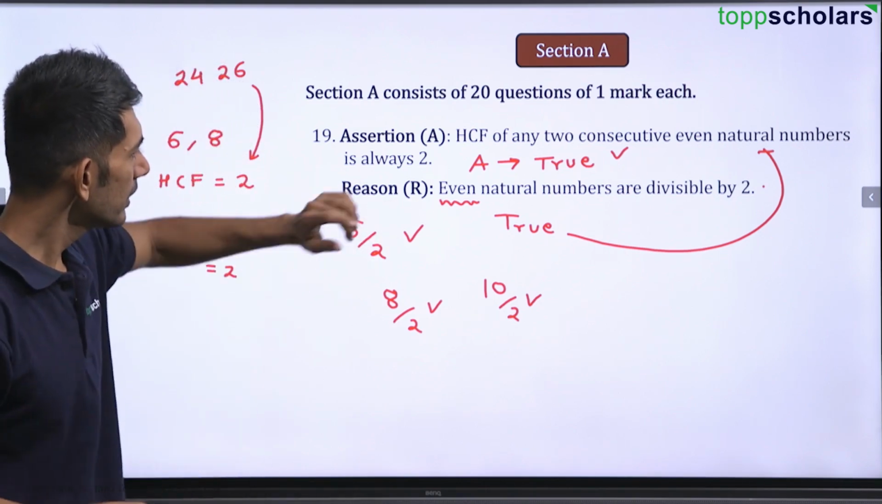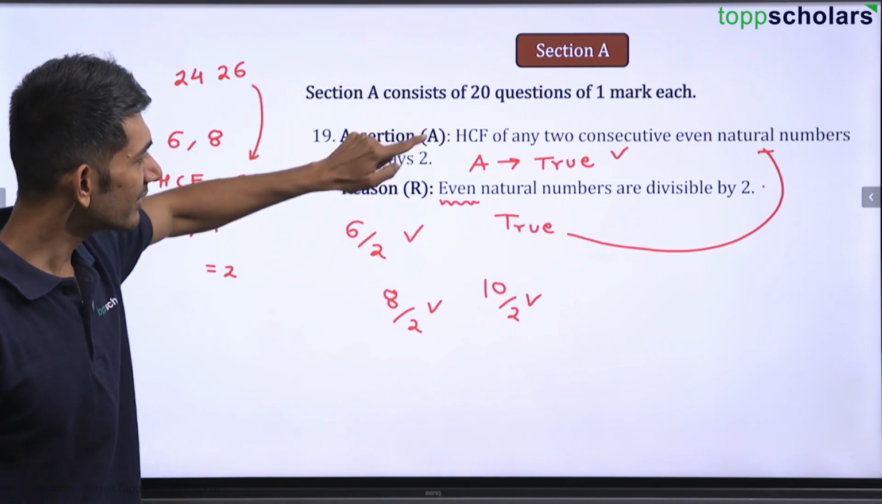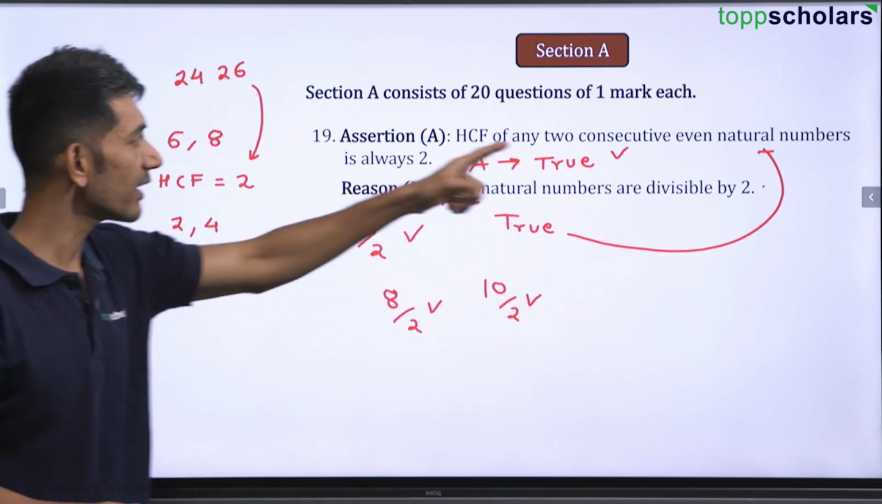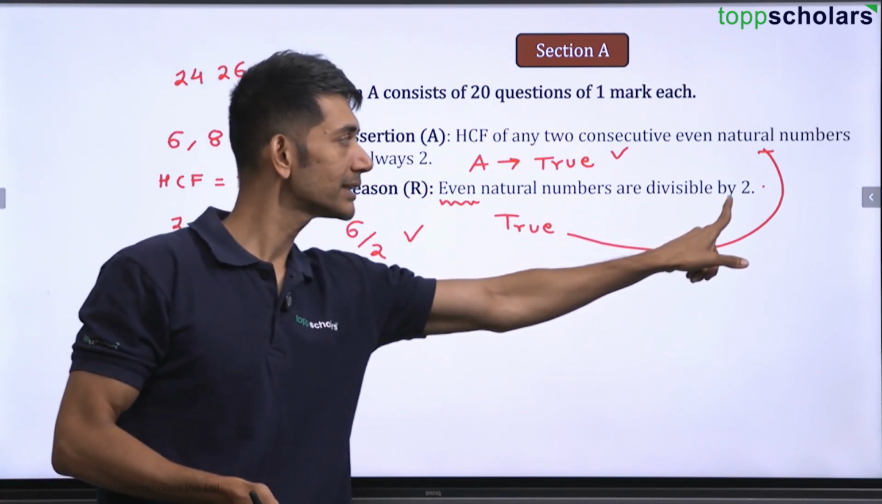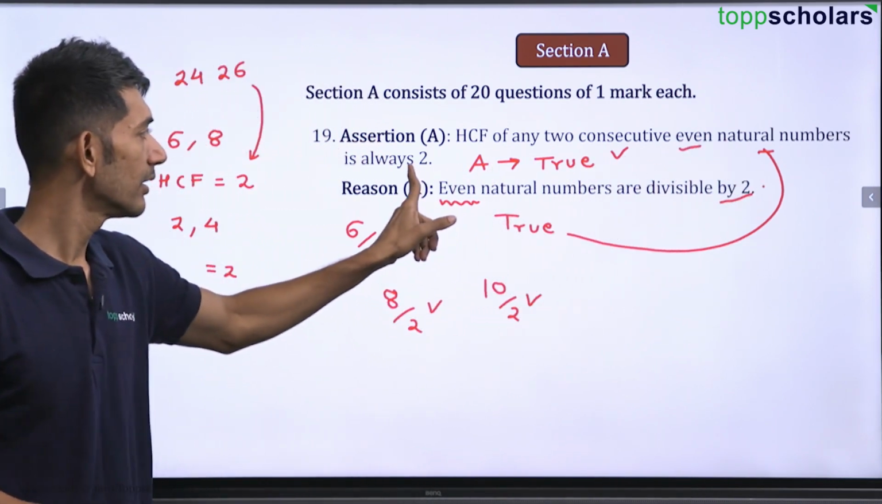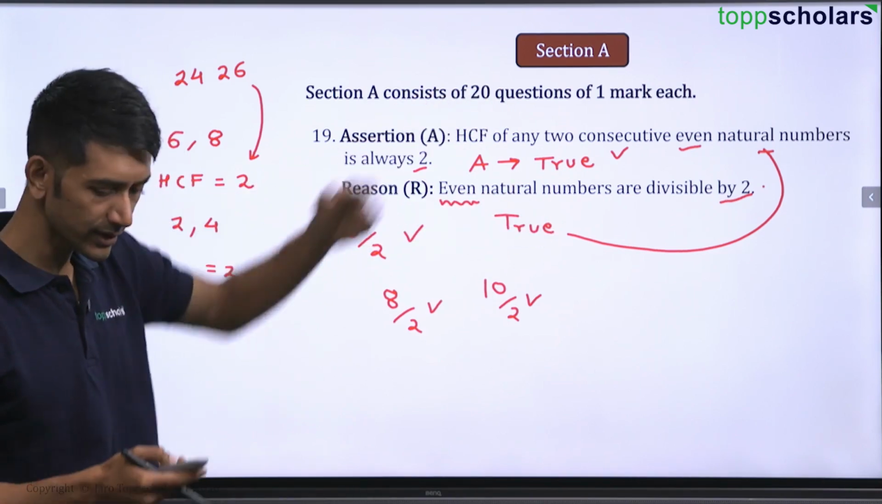We conclude that assertion is true, reason is true, and the reason is the right reason for the assertion, because anyway when we find out the HCF, we are finding out whether the number is divisible by 2 or not. Here we are talking about even natural numbers. Here we are talking about 2. So yes, this concept we are using for the assertion.